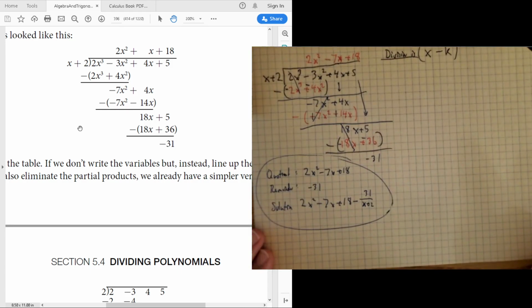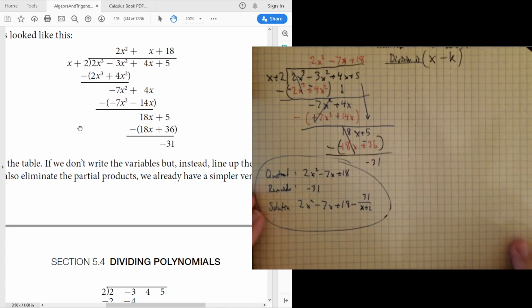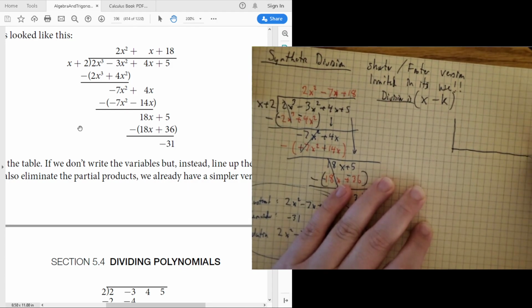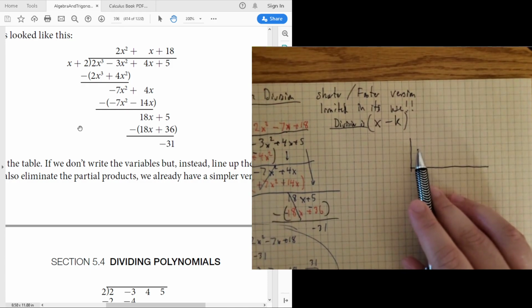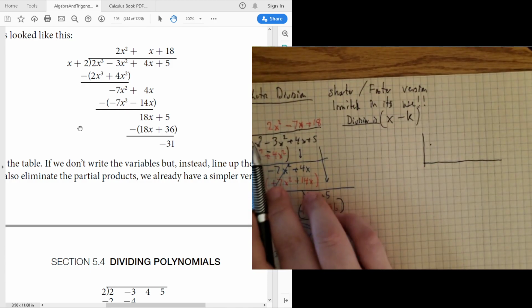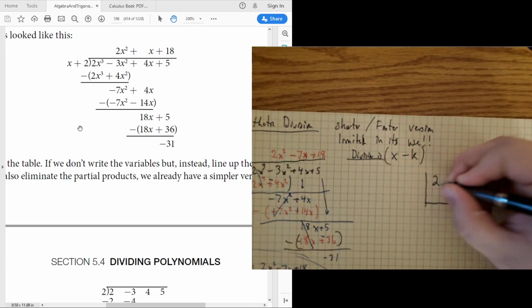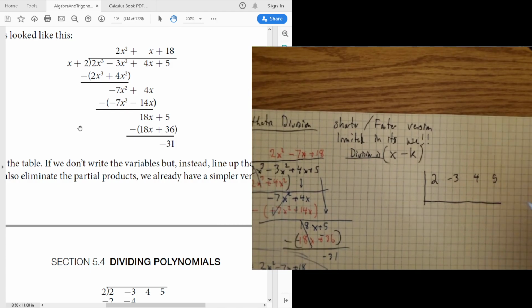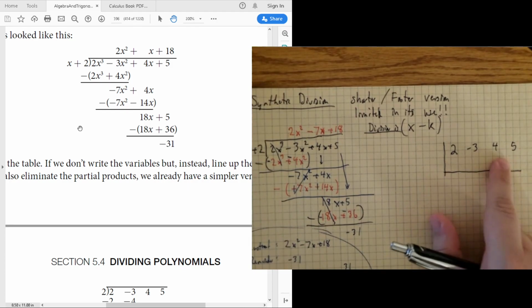Now, synthetic division, the idea of it is to take all this same information and condense it down into something a little tighter, a little neater. Now, how it does so is as follows. Inside of this little box we're going to make, we're going to put the coefficients of the dividend. So for this problem, we have 2, negative 3, 4, and 5.